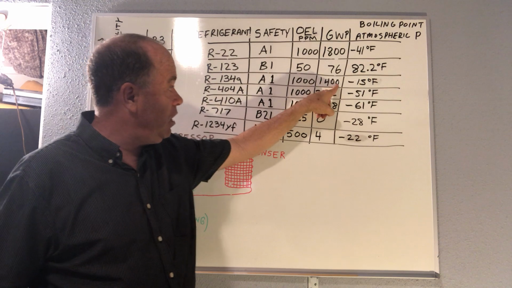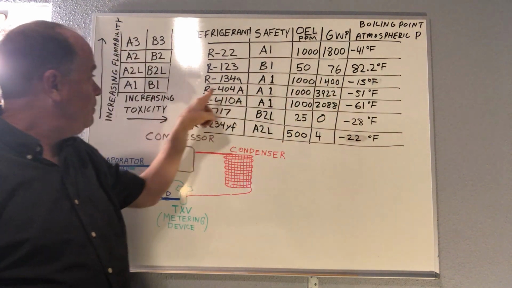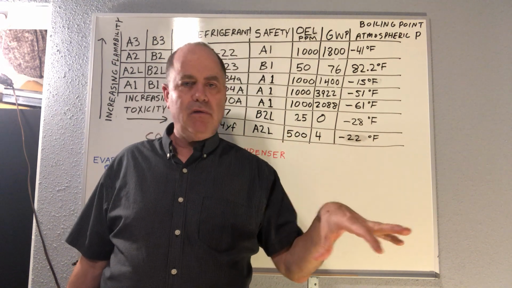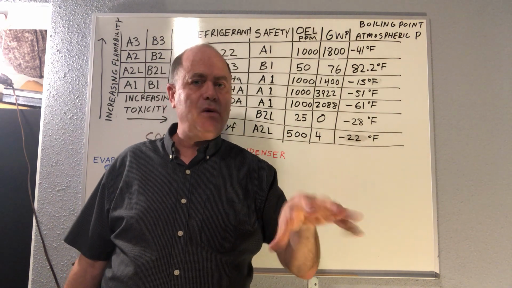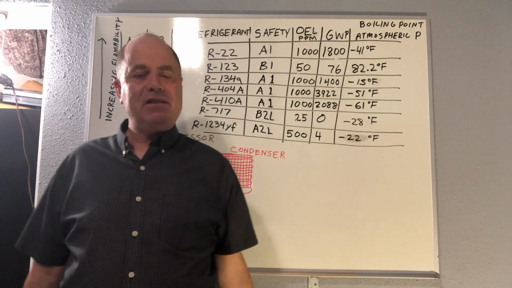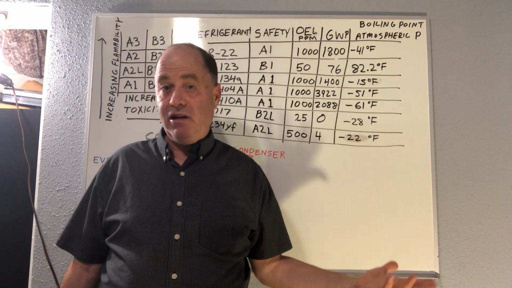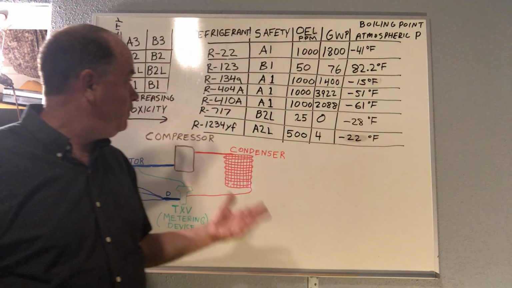R134A is 1400 global warming potential, but then R404A, I think we kind of need to prioritize, like, all right, let's just get rid of 404A, we can do that because it's not as common, it's not as used, it's not as popular or as much equipment as 134A is, or 410A.